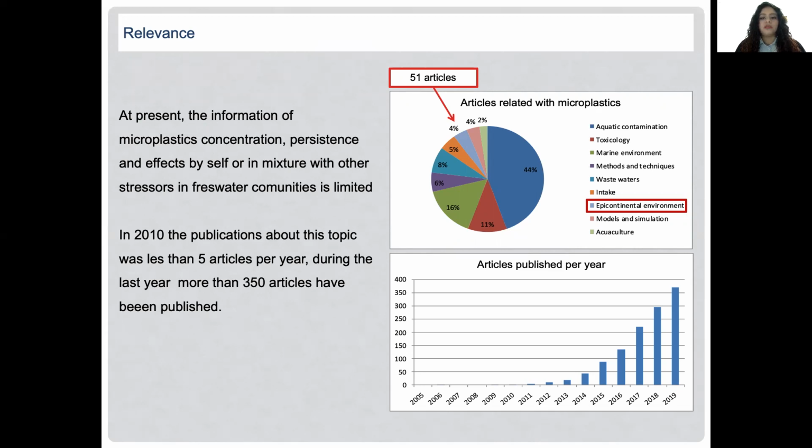Cladocerans with considerable size difference between neonates and adults are common in epicontinental waters, yet there are very few studies on the consumption rates of microplastic by neonate, juvenile, and adult cladocerans. Here, we present the effect of temperature on the consumption of microplastic by different life stages of Daphnia pulex.